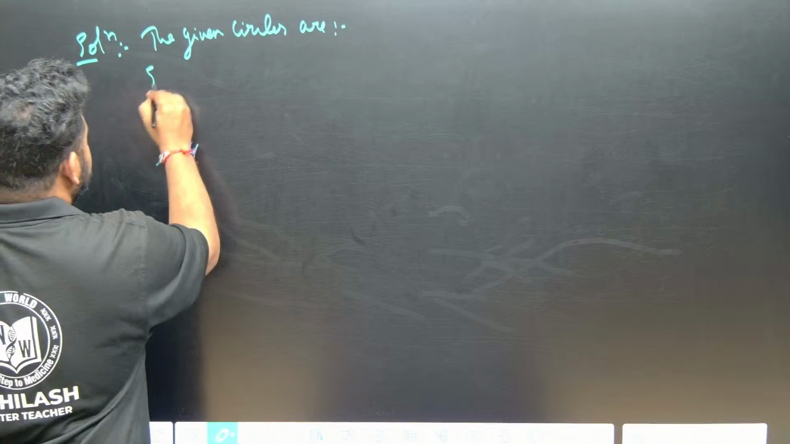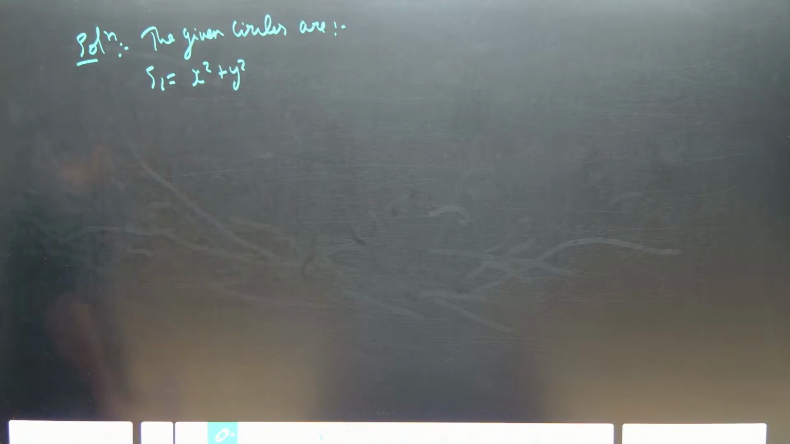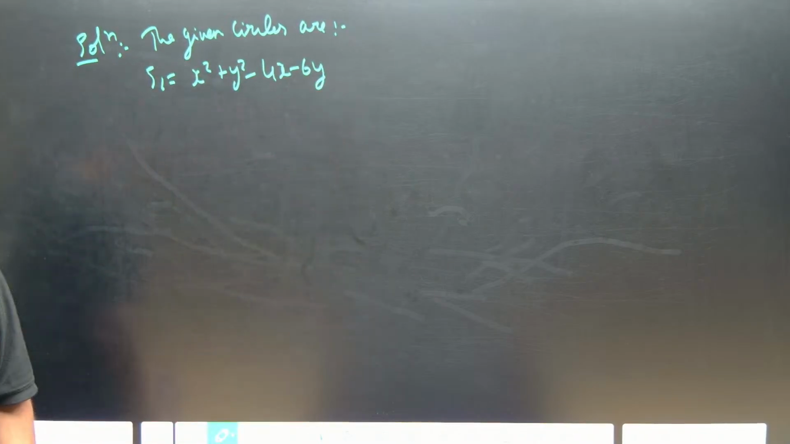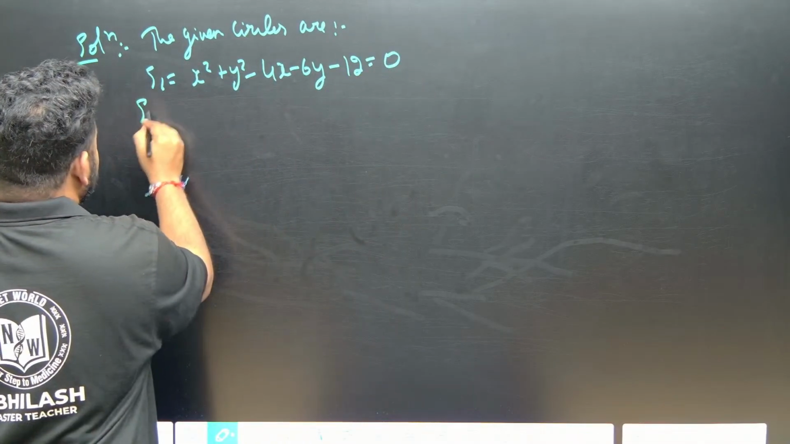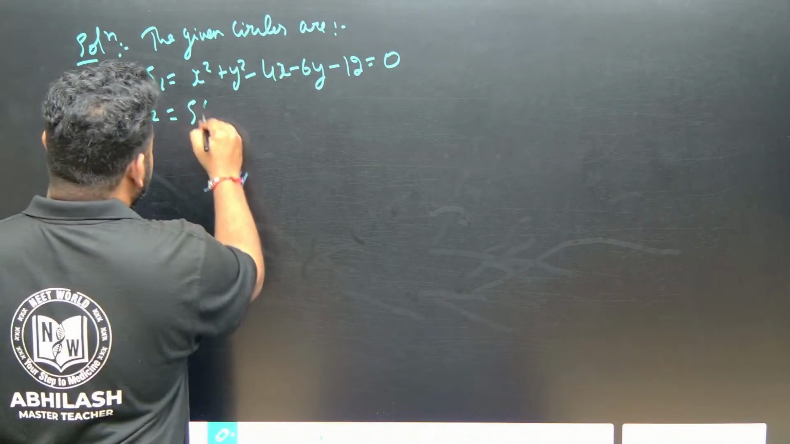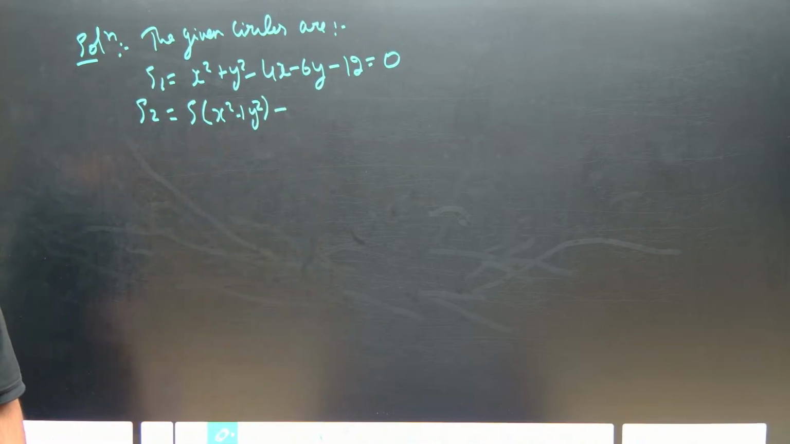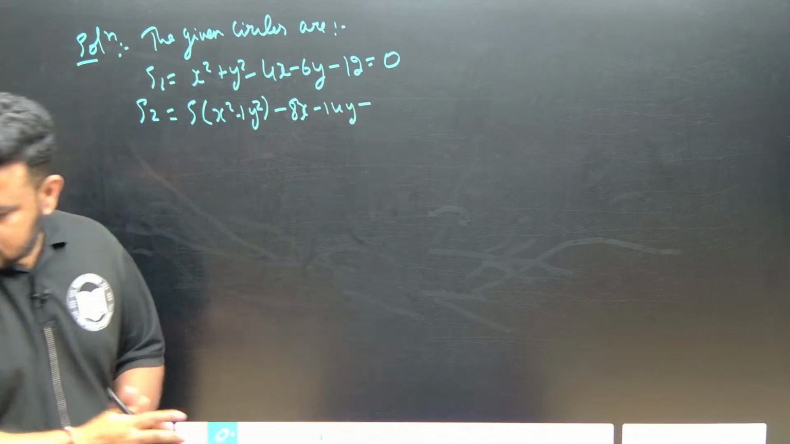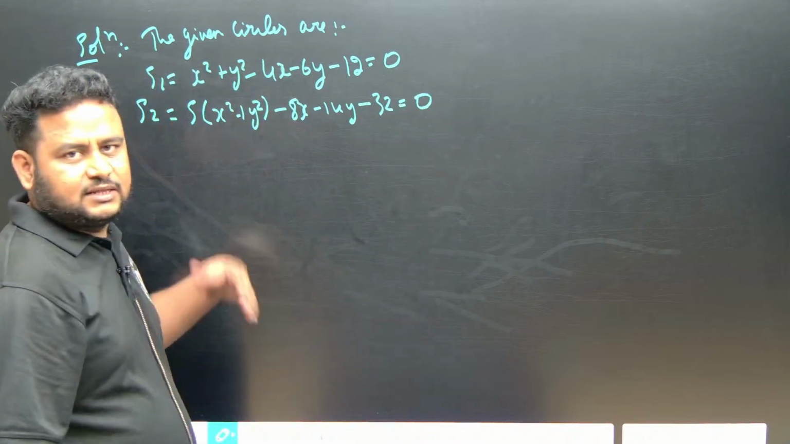First circle is S1 is equal to x square plus y square minus 4x minus 6y minus 12 is equal to 0. S2 is not given in the standard form. Let us write it in the standard form. This is given as 5 into x square plus y square minus 8x minus 14y minus 32 is equal to 0. You have to prove that they touch each other and find the point of contact.